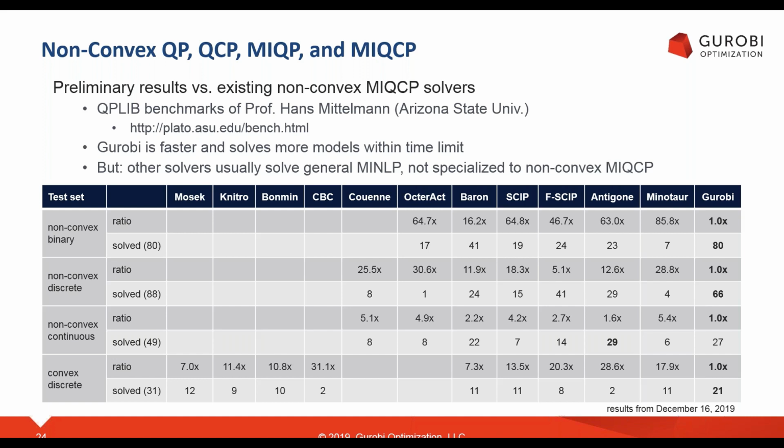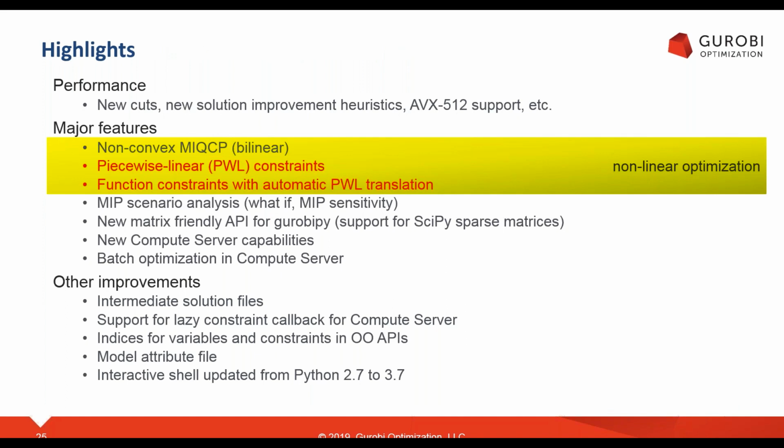And as an additional comment, you have to say that most of the other solvers that are in this list are actually able to solve a much larger class of problems, which are general mixed integer nonlinear programming problems. So they are not specialized to non-convex MIQCP, and for this reason, it's a little bit unfair to compare the performance of Gurobi, which can only solve non-convex MIQCPs, to the other solvers which can solve a larger class of problems. Okay, so that was the bilinear part.